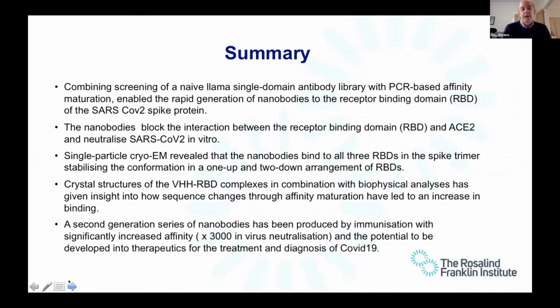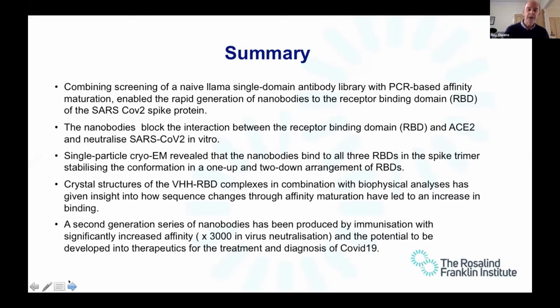So in summary, combining the naive screening with PCR mutagenesis, we were able to very rapidly, and I'm talking in a matter of weeks, generate nanobodies that block receptor binding and were useful probes to understand that interaction. It was particularly focused on the receptor binding site. And as is seen now with lots of antibodies, interacting at that site does bring neutralization of the virus in in vitro assays. The single particle EM and crystallography, etc., have contributed to our understanding of how these nanobodies interact and what might underlie their mechanism of potent activity.